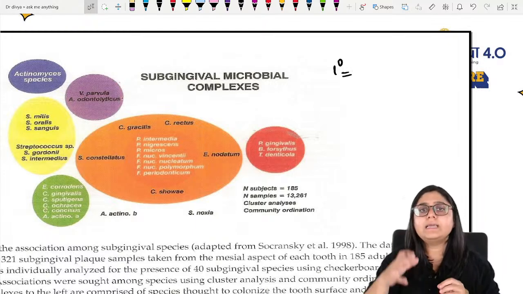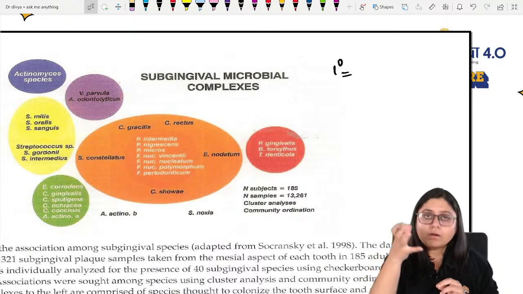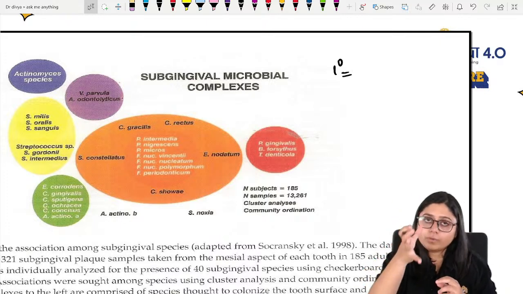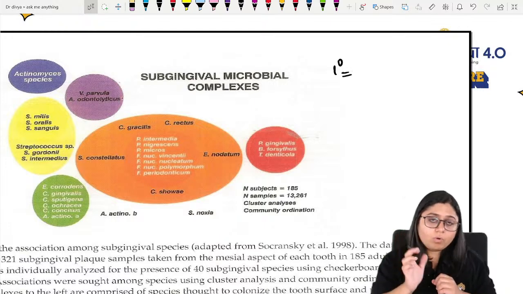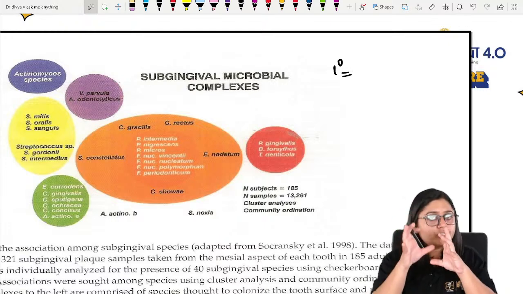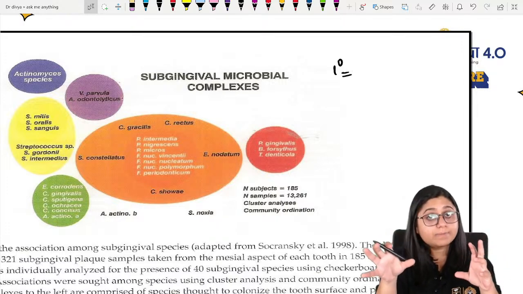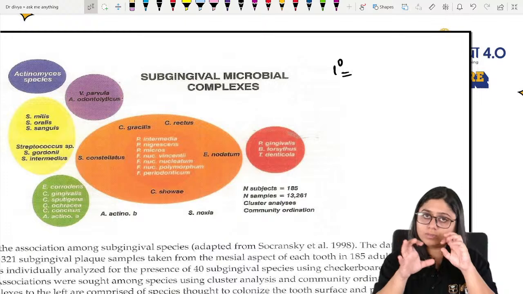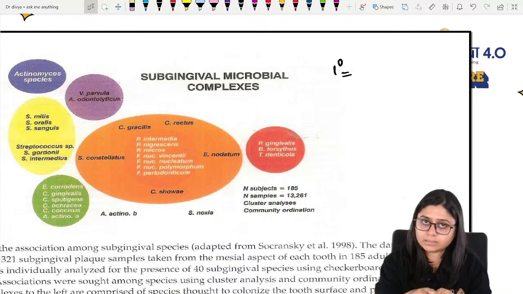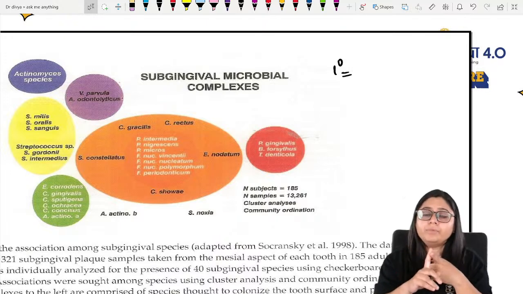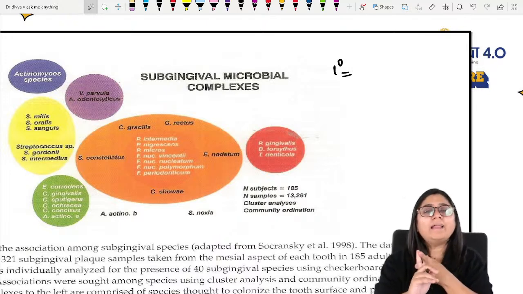And mostly they are cocci. They are round in shape. Most of the bacteria in the primary colonizers are round in shape. They are cocci. So round shape bacteria are Streptococcus or Actinomyces. Actinomyces bacteria is also round in shape. So these two belong to the primary colonizers group. And the complexes of bacteria which are formed by them are yellow complex and purple complex.